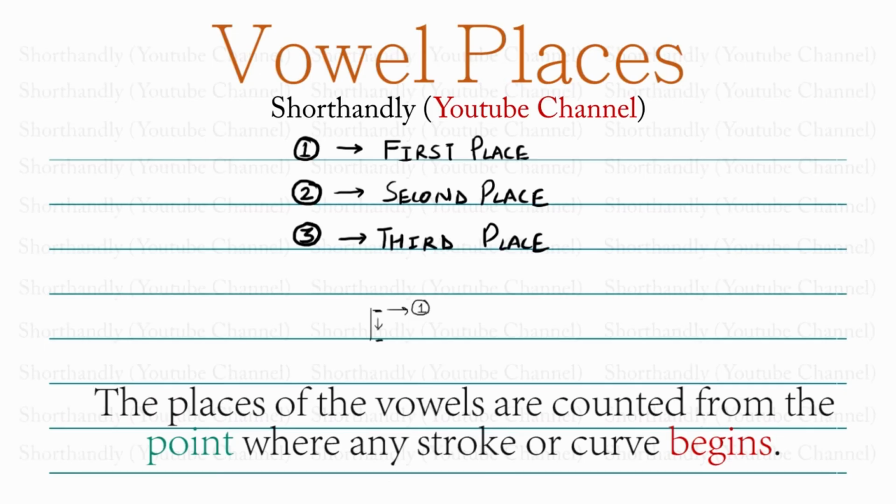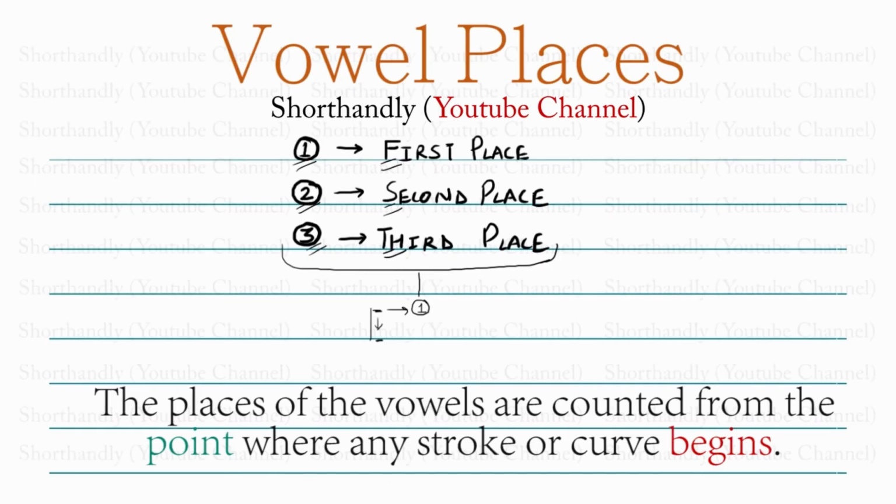Now I wrote the number 1 here because, as you can see up here, this first number simply means the first place. Whenever I write the number 1, it simply means the first place. The second number simply means the second place, so whenever I write the number 2, it means the second place. And this number 3 simply means the third place. So you have to keep this in your mind.